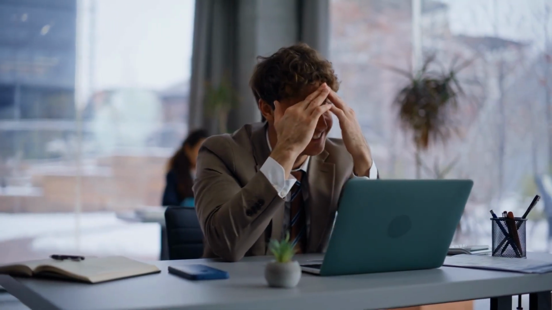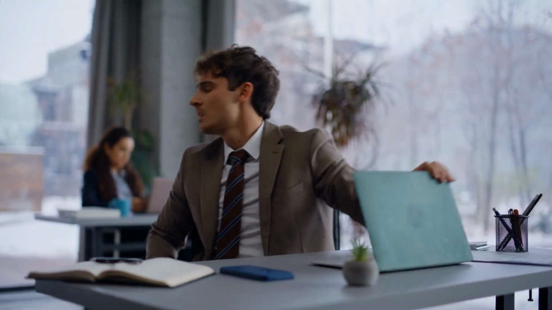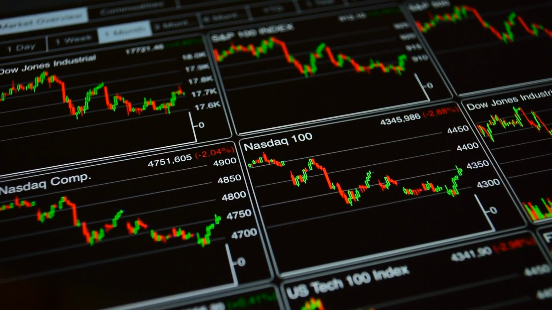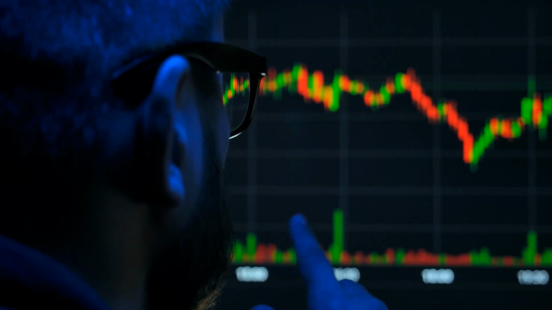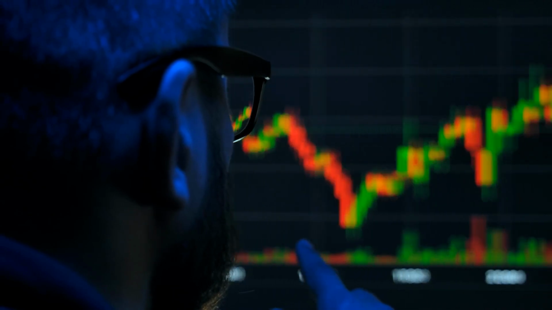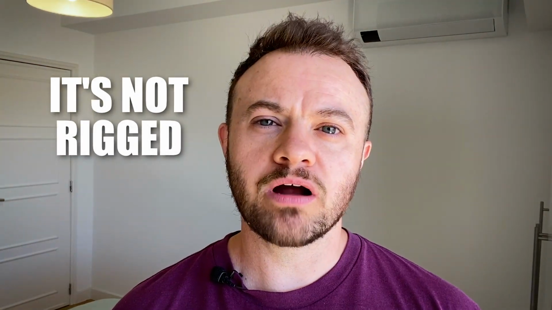It's one of the most frustrating things in trading, and it's really enough to make you want to throw your monitor out the window. It makes you feel like the market is out to personally get you, like some big player knows exactly where your stop loss is and is hunting for it. But what if I told you it's not rigged? What if the problem isn't your analysis of the market, but how you're measuring the market?